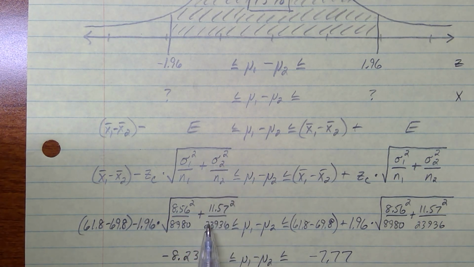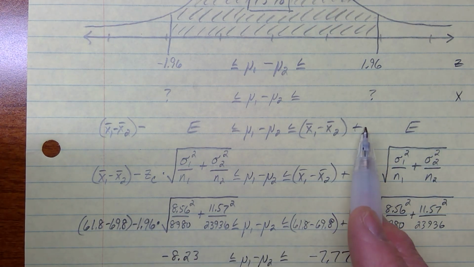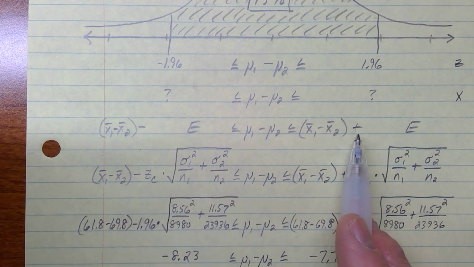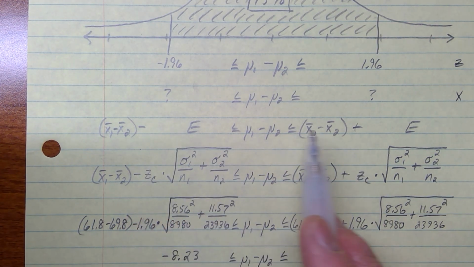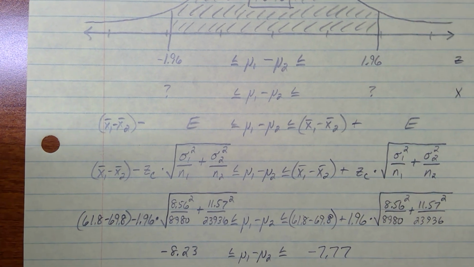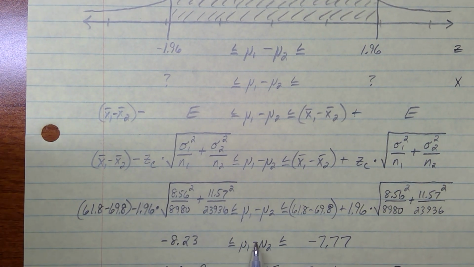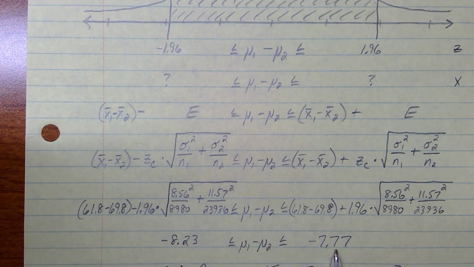Group 2 standard deviation that was given, 11.57 squared. Group 1, that was 8,980 observations. Group 2, 23,936 observations. Over here on the right, it's the same thing except minus becomes plus. Okay, minus becomes plus. So minus a little bit of error, plus a little bit of error, or give or take, our point spread. Pop that in your calculation and we say the difference between group 1's interval and group 2's interval is somewhere between negative 8.23 and negative 7.77.